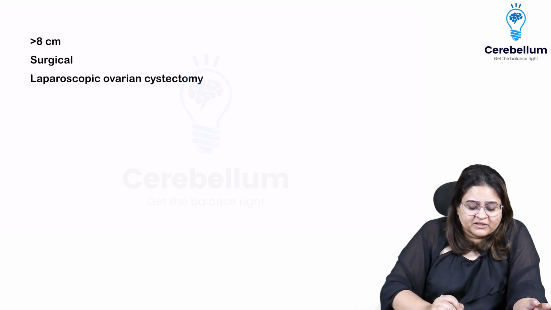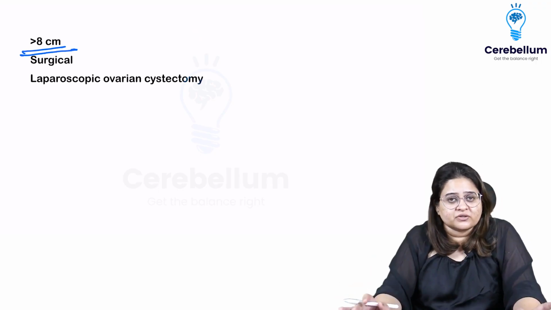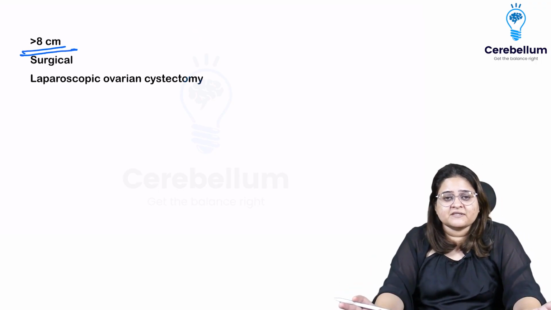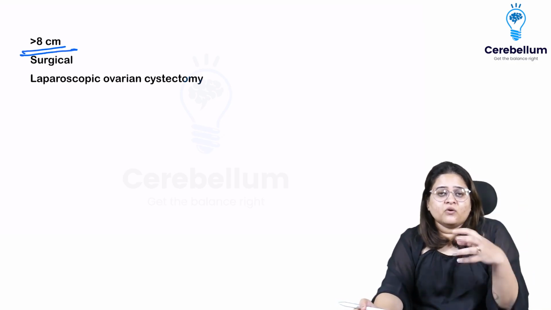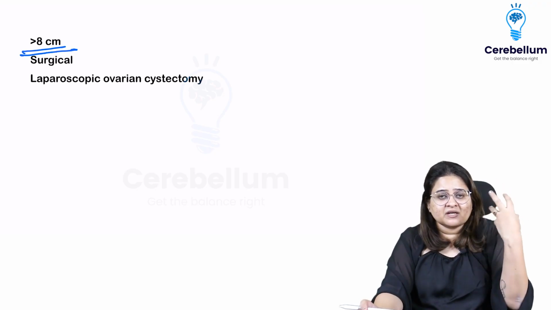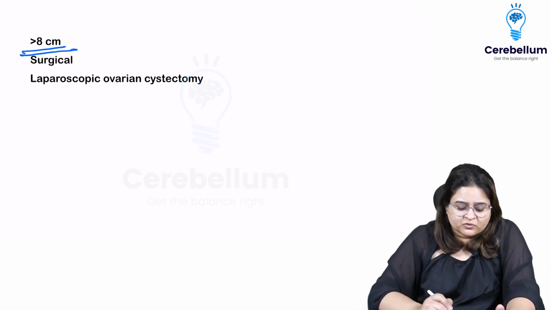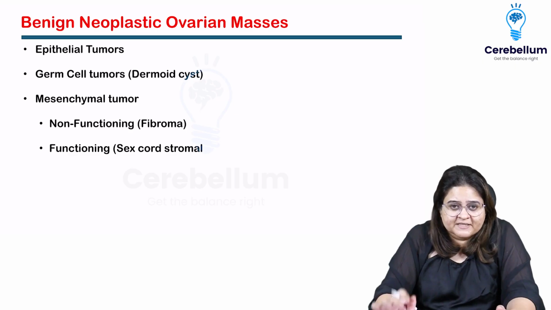Okay, but if it's more than 8 centimeters and it's a simple looking cyst, it is definitely surgery. Okay, you're not going to wait on an 8 centimeter cyst to disappear by itself. Now you're at risk of it rupturing or undergoing torsion or having hemorrhage inside it. So the patient can come with acute abdominal pain. So if it's a more than 8 centimeter cyst, do a laparoscopic ovarian cystectomy.